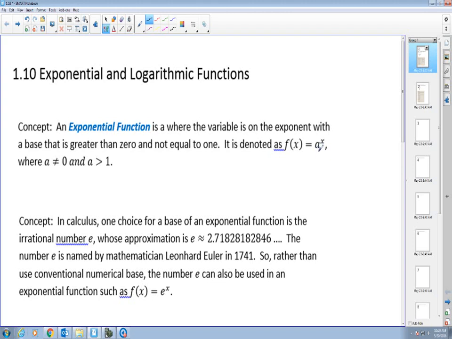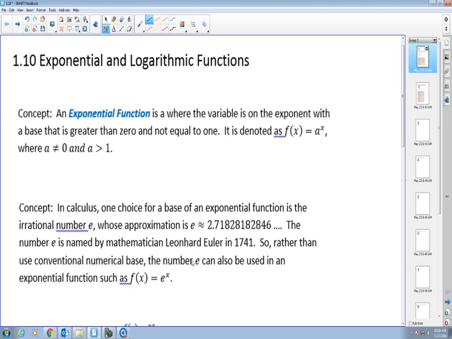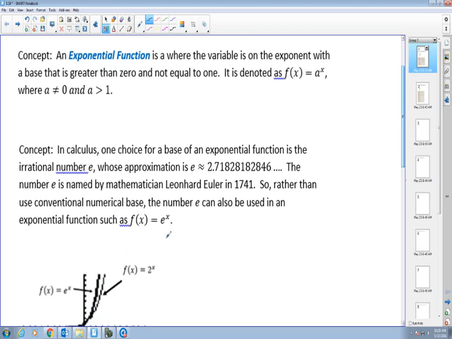Another choice for a base is this number called e. Alright, e is approximately 2.71828 something. It's an irrational number. We can also use that number as a base. So that will be f of x equal to e to the x power. So e is just another number we use for the base.